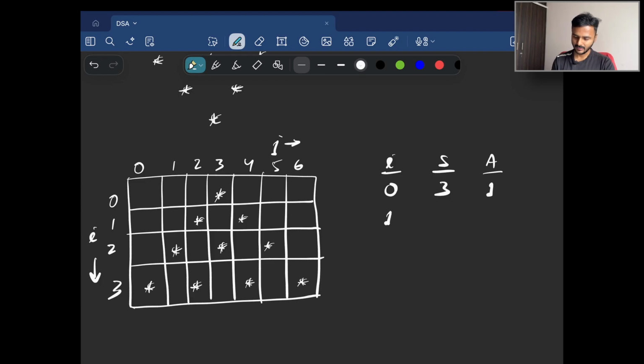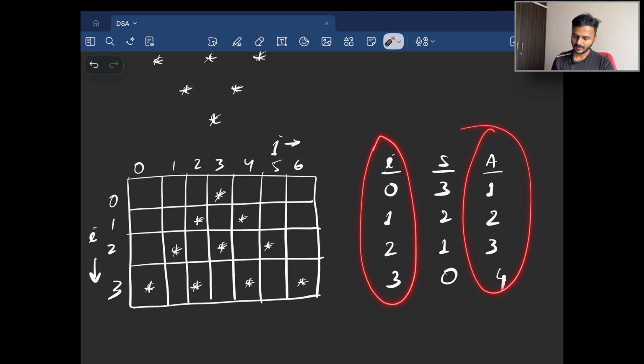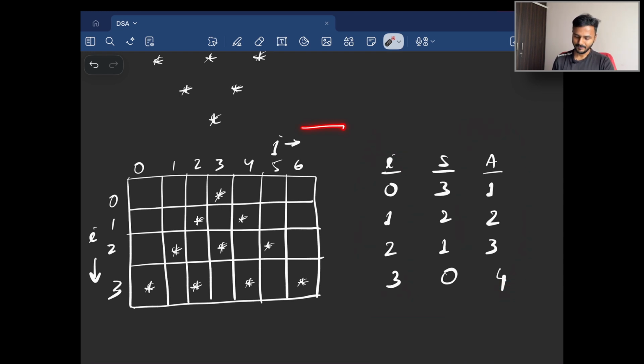Then when I is 1, we have to print two spaces first, right? And two asterisks. When I is 2, one space, three asterisks. When I is 3, zero spaces and four asterisks in total, right? So the next part is pretty simple. It is figuring out a relation between I and S and a relation between I and A, combining those and writing the code to get this pattern printed.